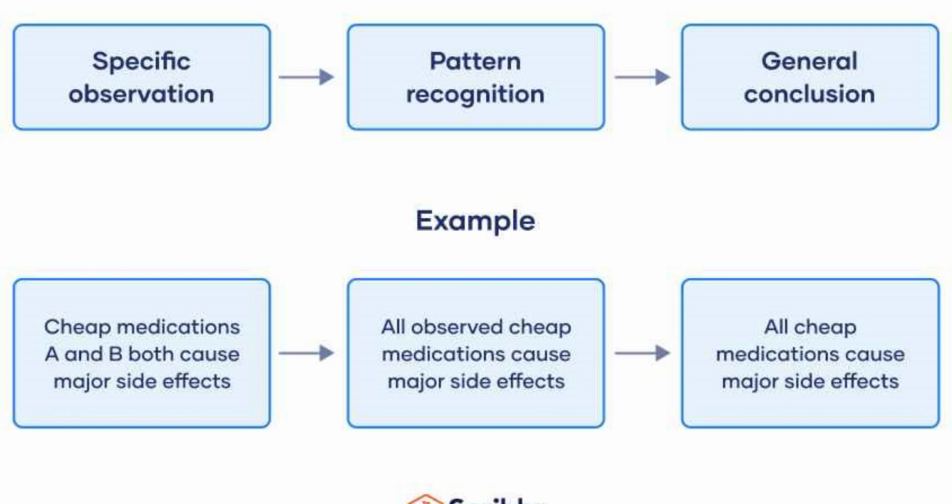Your specific observation is cheap medications A and B both cause major side effects. Your pattern recognition is that all observed cheap medications cause major side effects. Now, your general conclusion is that all cheap medications cause major side effects, so it's better to buy more expensive medications. Now you have formulated an inductive reasoning.